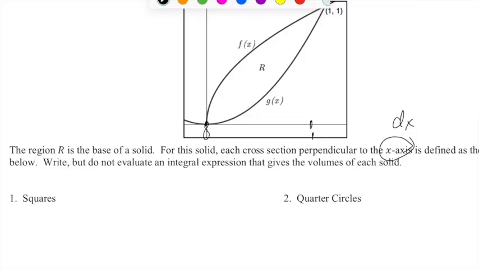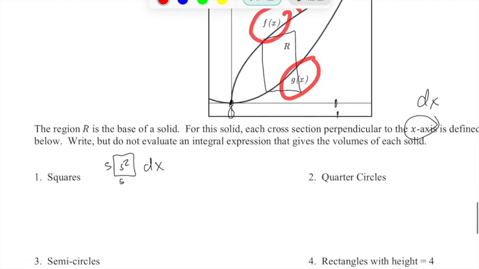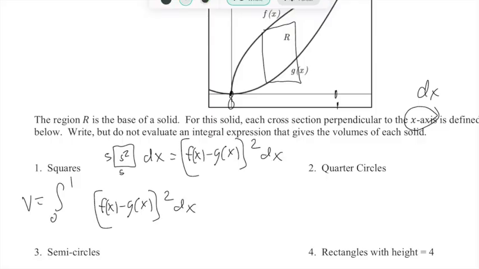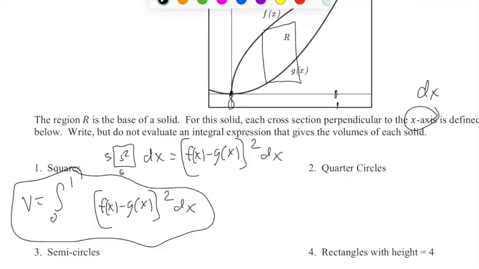So if we were integrating with squares, all we have to do is find the side length squared. This side length is just going to be the top function minus the bottom function. So if we were setting this up, this would be the integral from 0 to 1, and that's going to be the same for all of our problems. This will be f of x minus g of x, all squared, dx. And that is it. If we're using squares, that's our integration, and whatever f and g are would go in there.